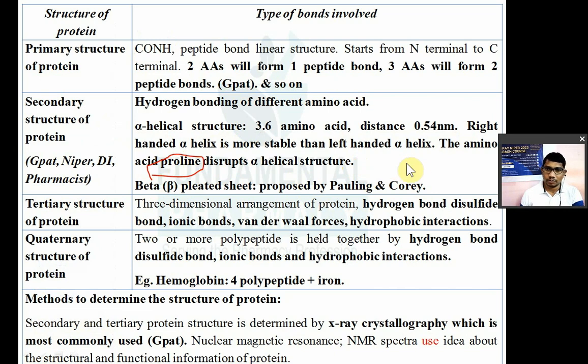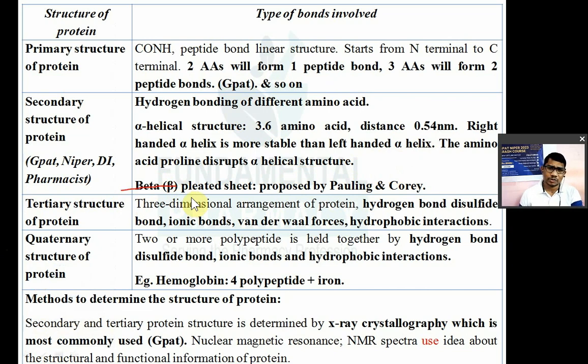Not only proline but some other amino acids, for example acidic amino acids and basic amino acids, will also disturb the structure of your alpha helix. Another secondary structure is the beta pleated sheet.